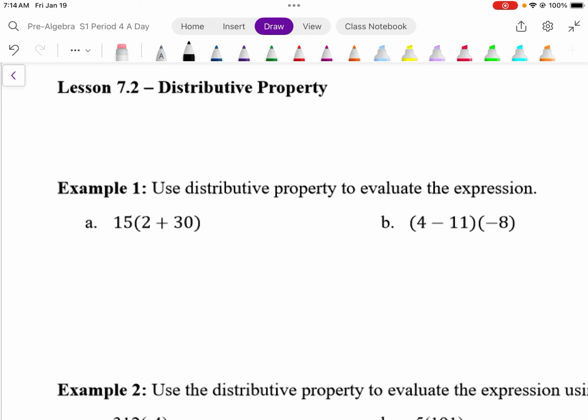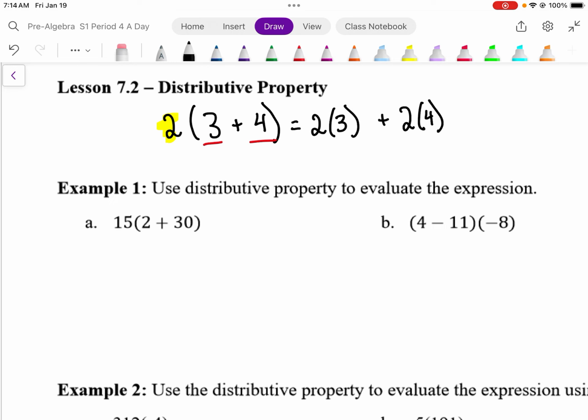So for the distributive property, we talked about that in our little flip book, and that is where if you have a value multiplied by a group of numbers, let's do a different one, let's do 3 and 4. That is the same as multiplying that value on the outside by each individual term. So what that would look like is 2 times 3 plus 2 times 4. And that would be the distributive property. So we're taking this value on the outside and we're distributing it or multiplying it by all of the parts that are in the group.